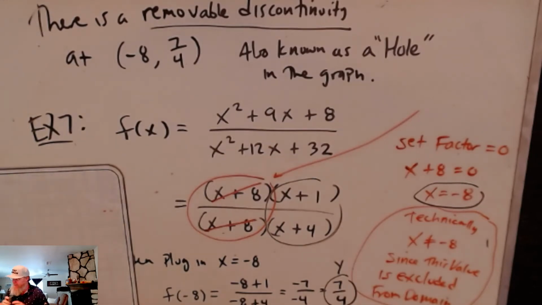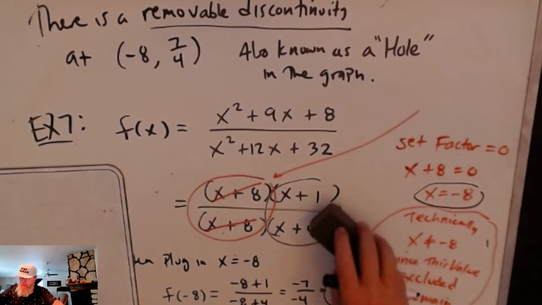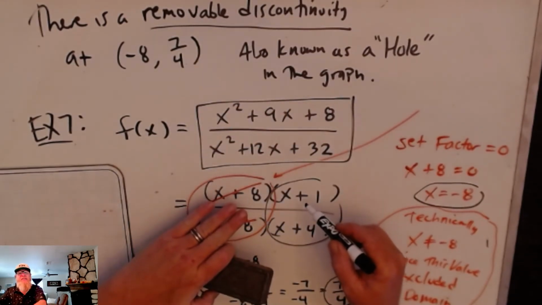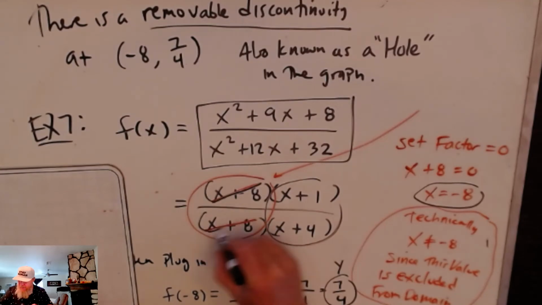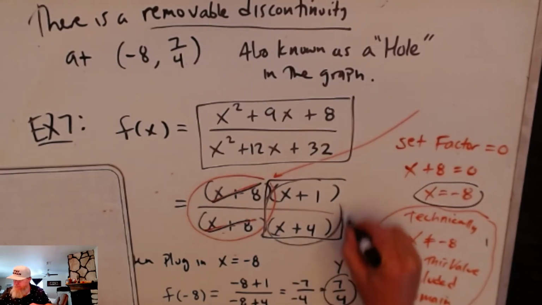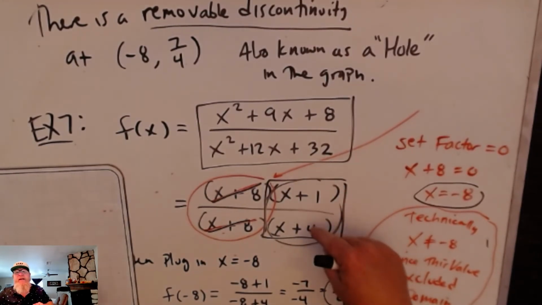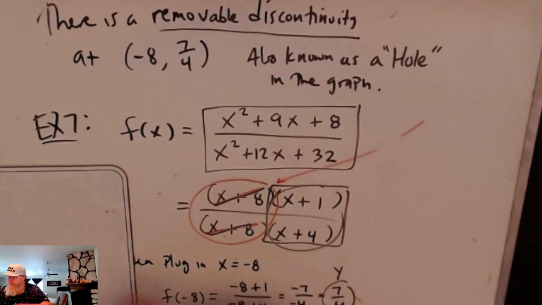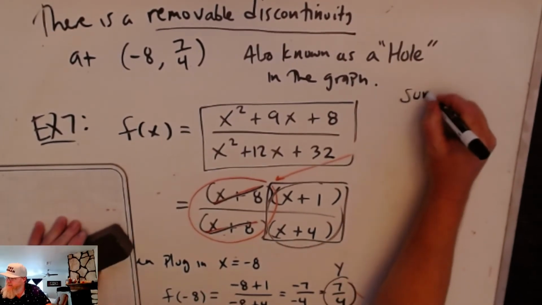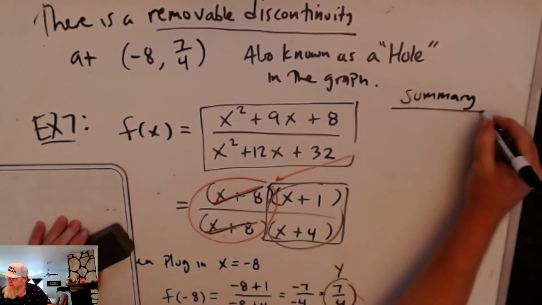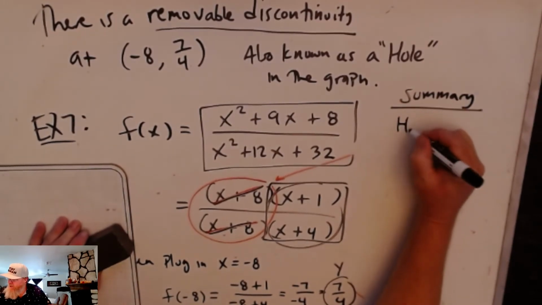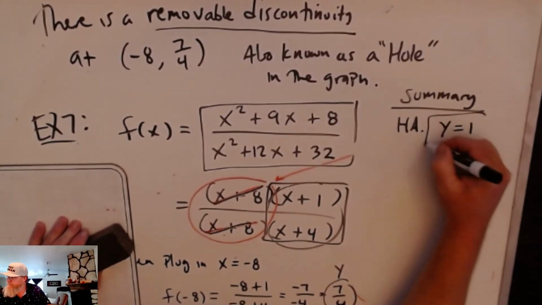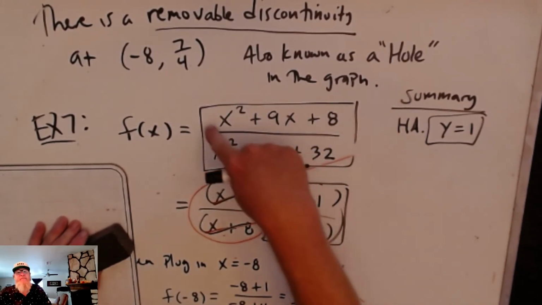Let me summarize everything that's going on here. So this is our function, yeah? And then this is our factored function. And then we cancel the common factor, giving us a much simpler function, yeah? x plus 1 over x plus 4. So if we summarize all the details, the horizontal asymptote would be 1. Yeah, because these have the same degree. So it'd be 1 and 1.